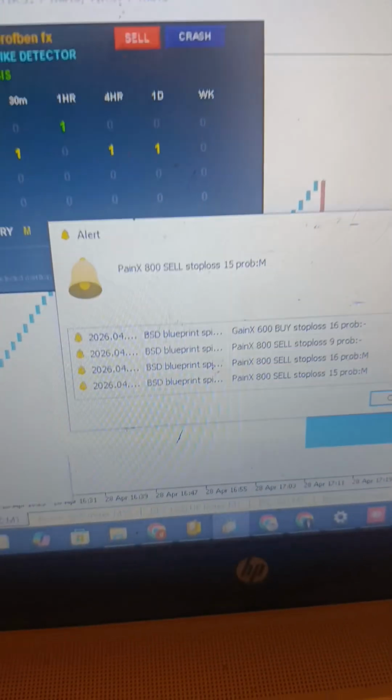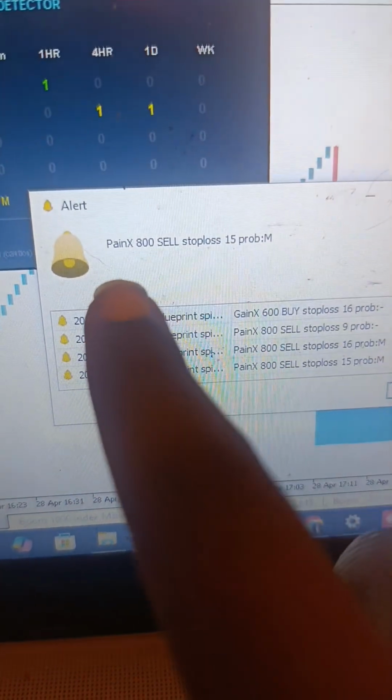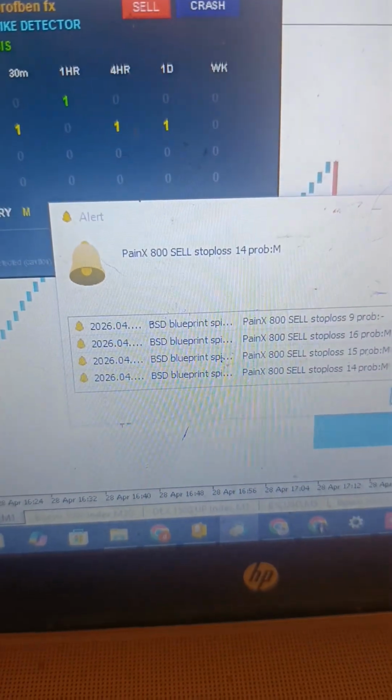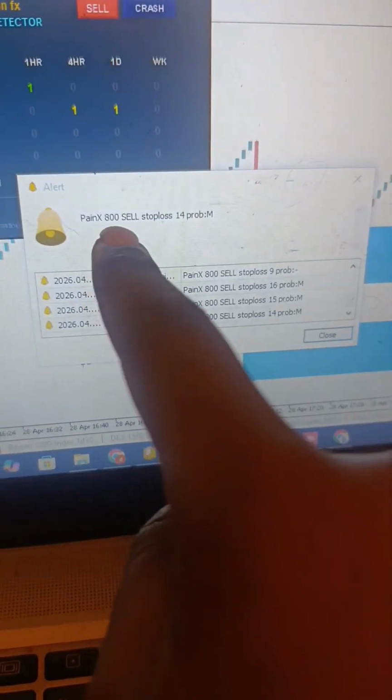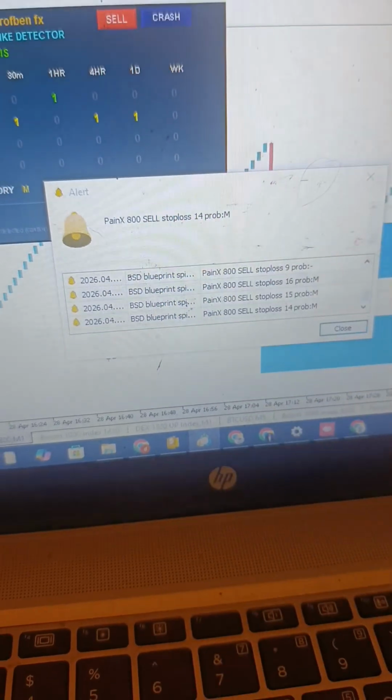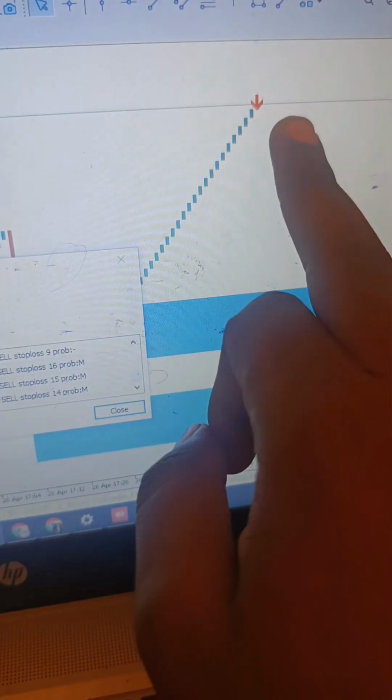Upon seeing this, check the alert box. What does it say? Sell Pain 800 with a stop loss of 15. Pain 800 with a stop loss of 14 candles, and the probability is medium. So this is the alert box to confirm the signal.